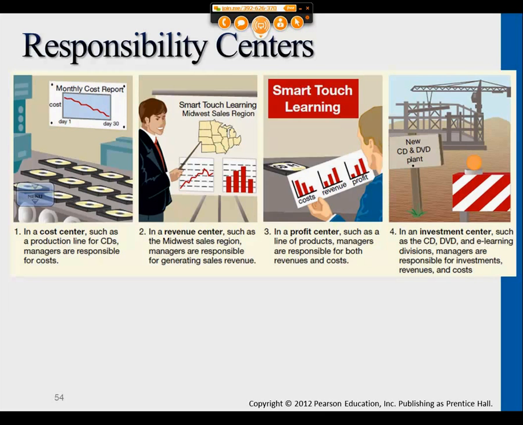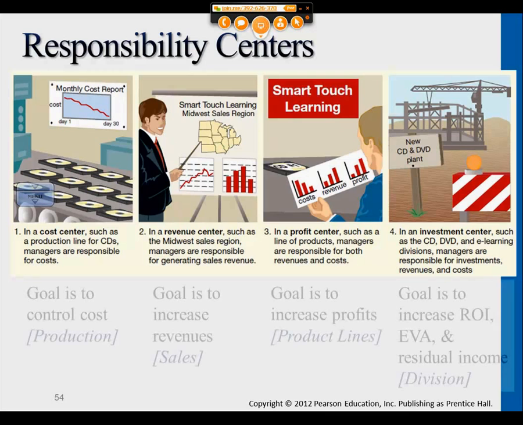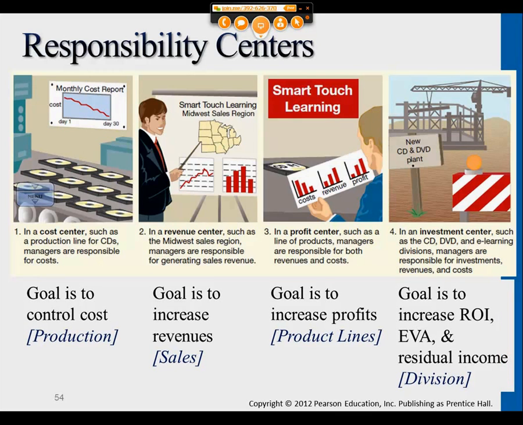Our first type, we said, is a cost center. A good example of such a center would be your line of production, a production line for CDs in our case, right? Here our managers are just going to be responsible for costs. Their goal is only to control the cost. That's the lowest level, right?